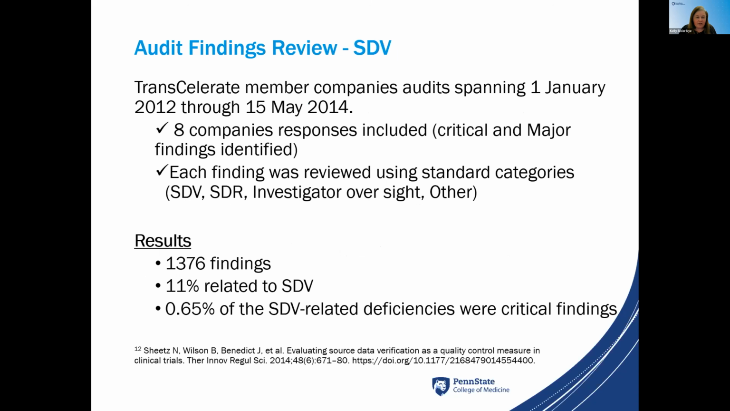Audit findings are another example from TransCelerate. These were member company audits from January 2012 through May of 2014, from 8 companies. They included critical and major findings. Each of those findings was categorized by how it was reviewed. The results were over 1,000 findings. Only 11% were related to source data verification, and 0.65% were related to critical findings.